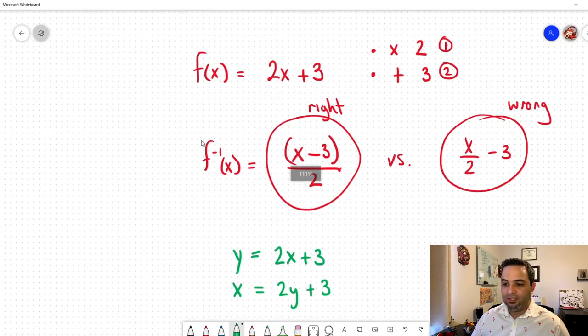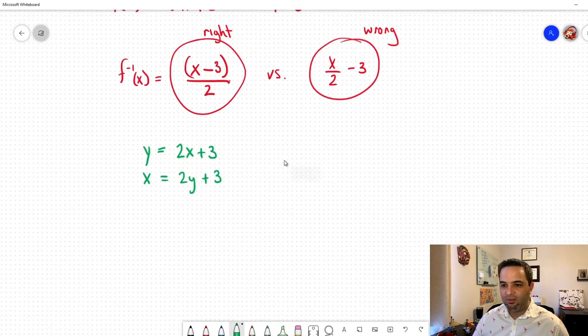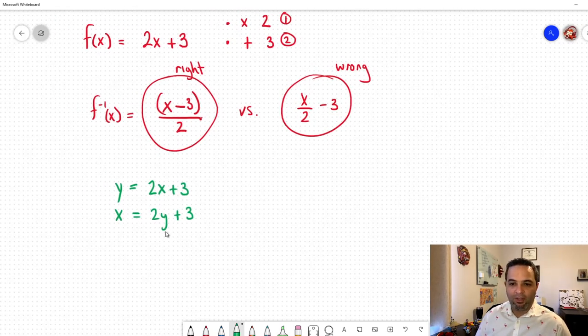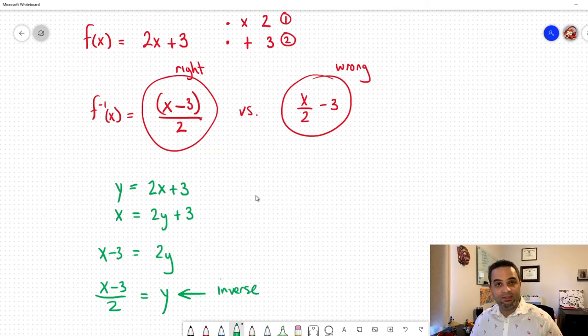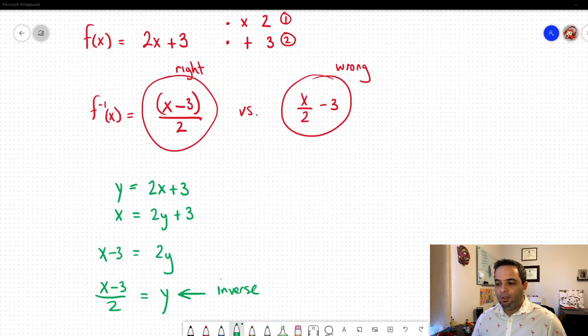So if I were to continue following this throughout, okay, I'm going to solve for y, so that means the x would move over, and then I would divide everything by 2. So now this is the inverse, which you see matches up with what we had originally done. So that's why that particular method works.